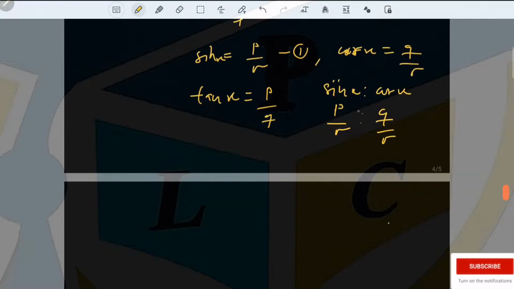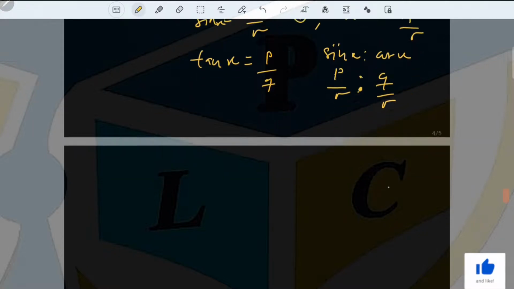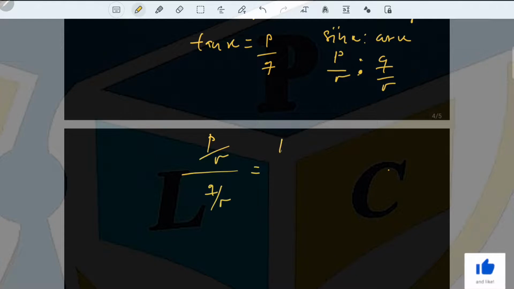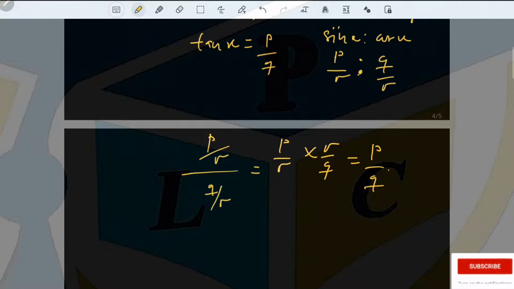Remember, these ratios can also be expressed in a division form. Is that okay? So I can say that my P over R divided by my Q over R is going to be, so here, P over R, the reciprocal form, multiplied by R over Q. So R cancels, and I'm going to get P over Q. I believe that is clear.